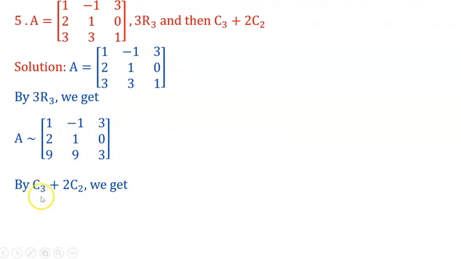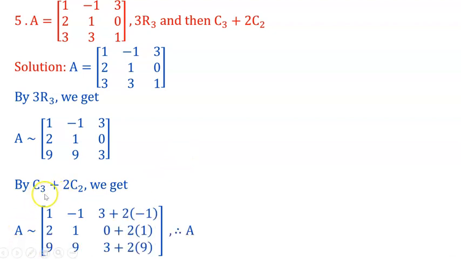Next operation, by C3 plus 2 times C2, we get here, okay, addition of 2 times C2 to the third column. Then you will get here, keep the first and second columns as they are, that is 3 plus 2 times C2, that is 3 plus 2 in bracket minus 1. Next 0 plus 2 into minus 1, and last is 3 plus 2 into 9.